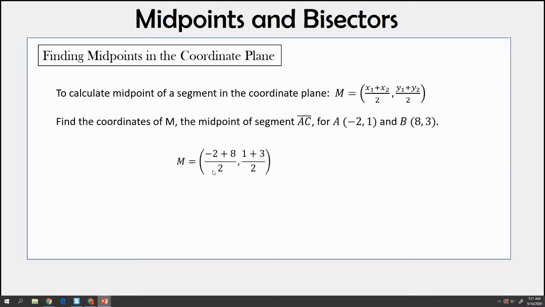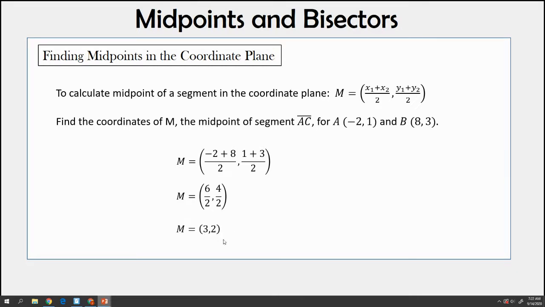All right, well, how do we do it? We apply the midpoint formula. I'm going to add together my 2 x coordinates, negative 2 plus 8, and divide that by 2. That'll be my new x coordinate. I'm going to add my y's, 1 plus 3 divided by 2. That's my new y coordinate. And now the rest is just simple math. Negative 2 plus 8 is 6 divided by 2. 1 plus 3 is 4 divided by 2. And we get 3, 2.